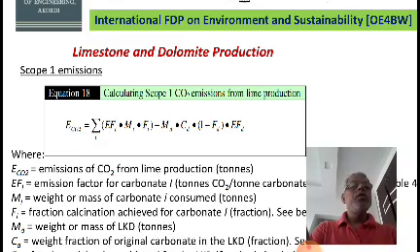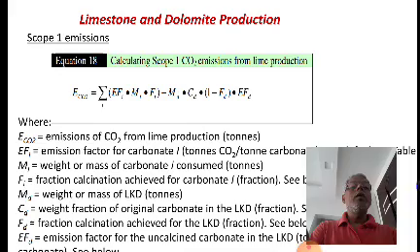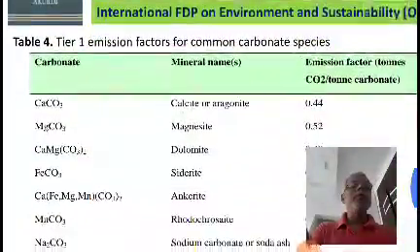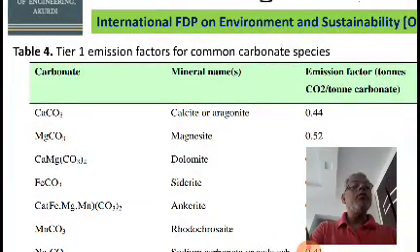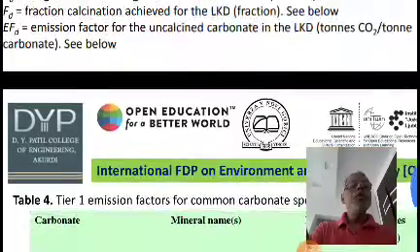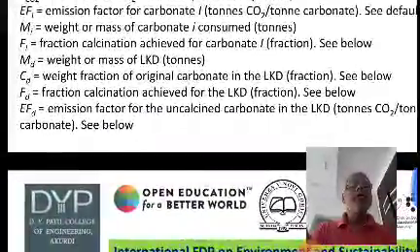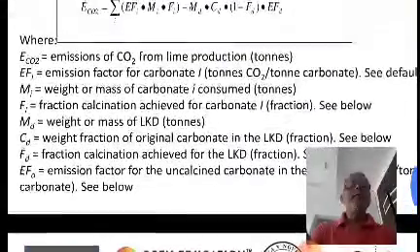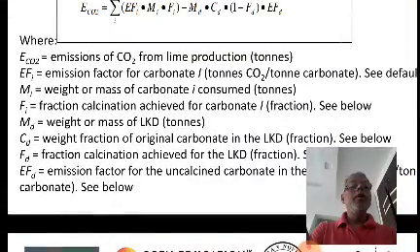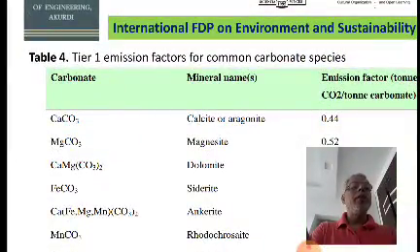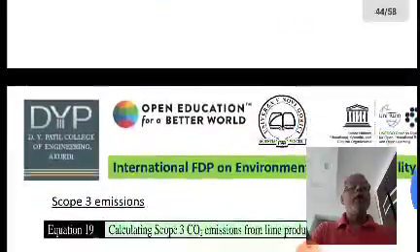Now for calculating the scope, here there are two ways. For the scope 1 emission, calculating the scope 1 is CO2 emission from the production. So you can use this equation as we have seen previously. Then the tier 1 emission factor for the carbonate species. So here in this equation, you can see you require the emission factor for the carbonate, right? That emission factor you get from this table. You can substitute and you can calculate.